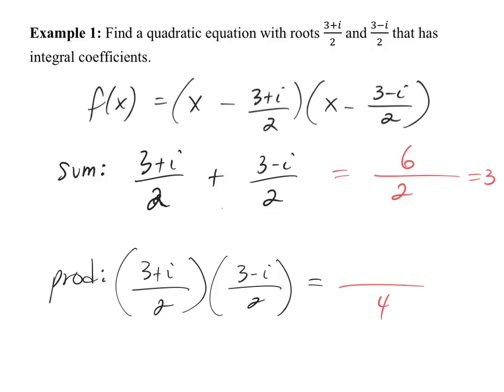So this will become 9 plus 3i minus 3i. Those don't matter. And then minus i squared. What's i squared, though? Negative 1. So this is 9 minus negative 1, which is really 10. That gives me 5 over 2.